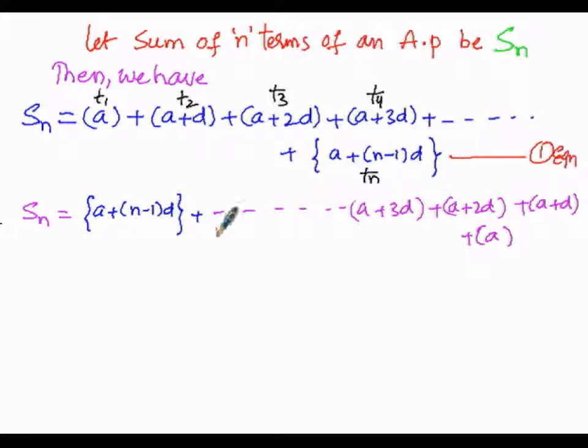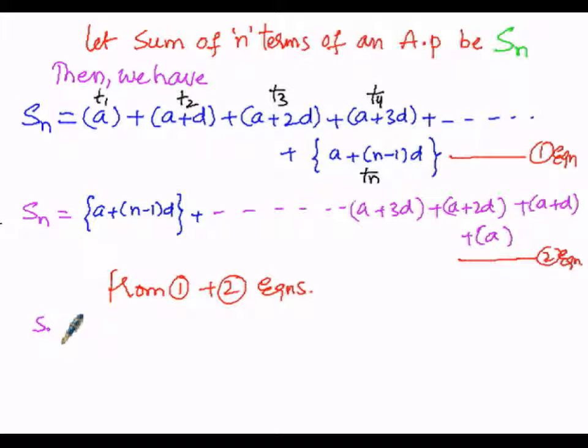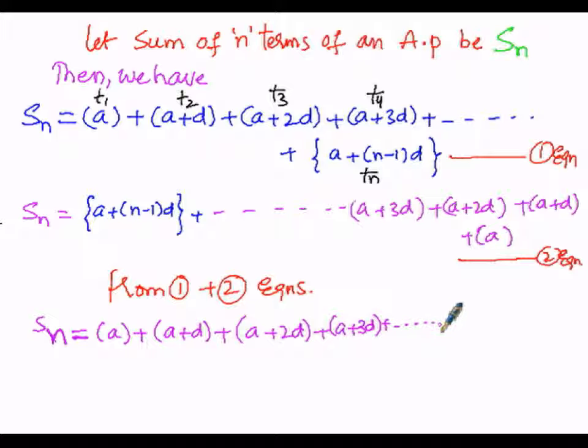Then let us suppose the second one as the second equation. Now from equations 1 plus 2, the first one is S of n is equal to, the first term is a, plus the second term is a plus 1d, plus the third term is a plus 2d, plus the fourth term is a plus 3d, plus so on.